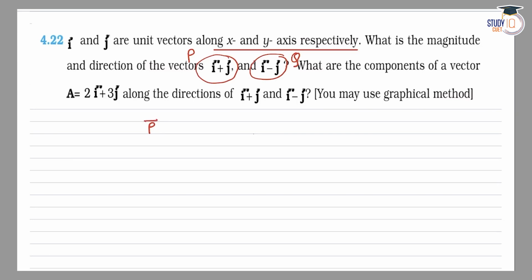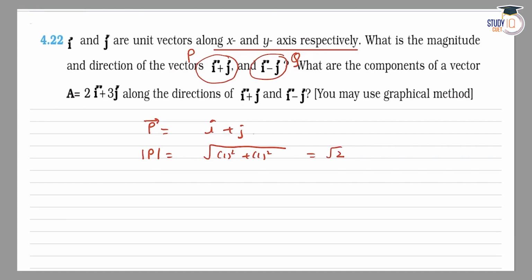So first let us talk about the p vector, which is i cap plus j cap. As far as magnitude is concerned, magnitude is given as under root of the coefficient of i square plus the coefficient of j square. The coefficients of i and j are 1. So we can say that the magnitude of p is equal to root 2.